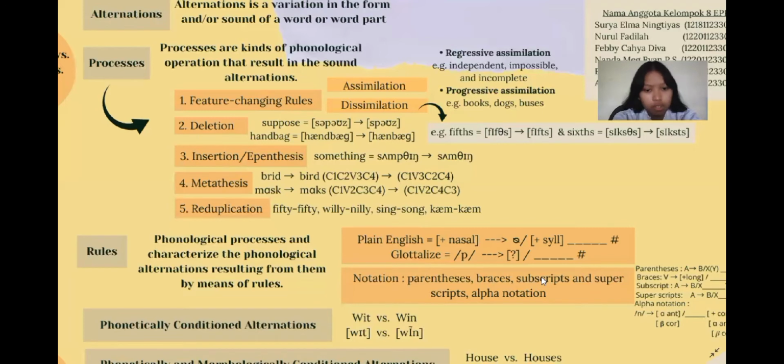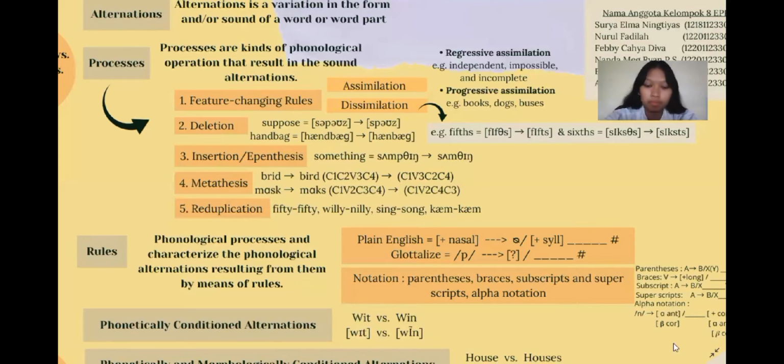And last, reduplication is a process of copying part of a word and attaching the copy to the original word in order to create a new word. For example, the words 50-50, willy-nilly, sing-song, and the word in Persian, kam means little, and kam-kam means little by little. Okay, I think that's all for me. The next material will be explained by my friend.